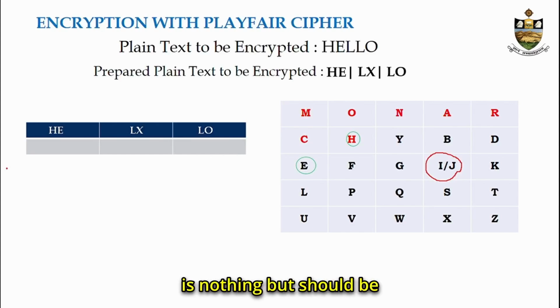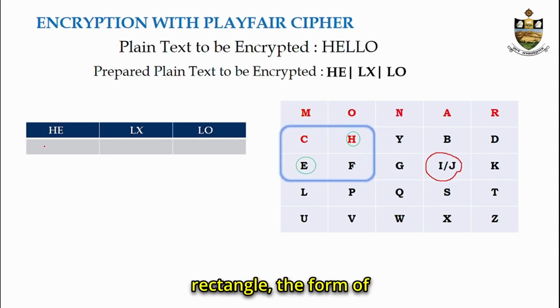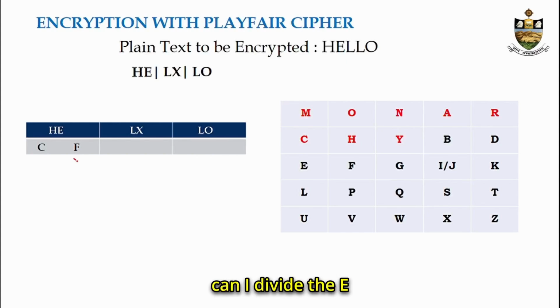The rectangle is formed by connecting the two identified characters. Now we make the rectangle box with H and E at its corners, and identify the opposite corner letters. The opposite corner of H is C, so H is replaced with C from the table. For E, within the same rectangle, the opposite character is F, so E is replaced with F from the given table.